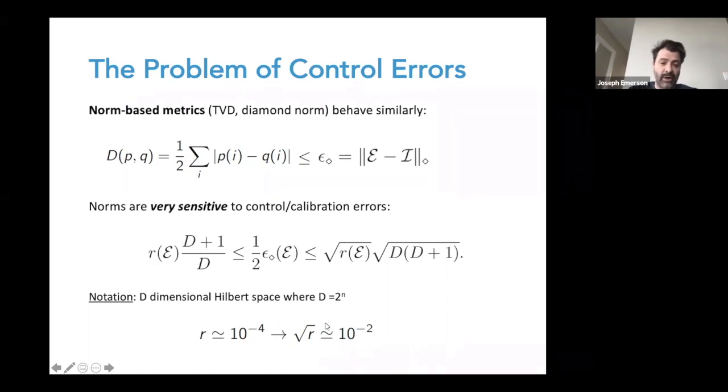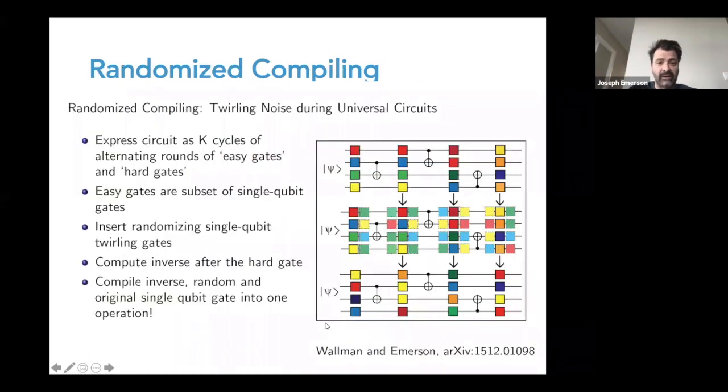So how do we fix that problem? We fix it with randomized compiling. What randomized compiling does is add little to no circuit depth, by inserting virtual gates and averaging over different random versions of the same circuit. By doing that, it converts coherent errors into stochastic errors.